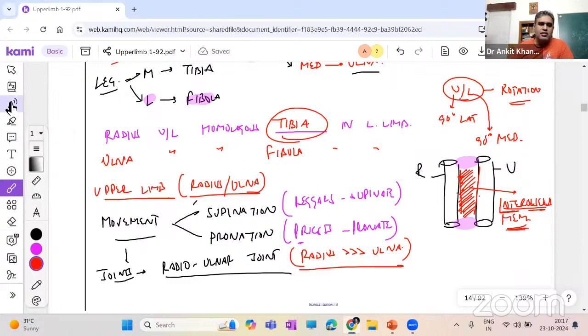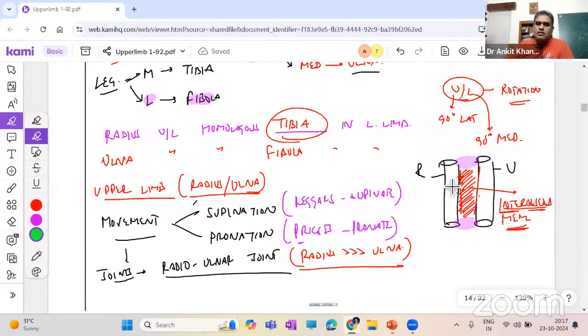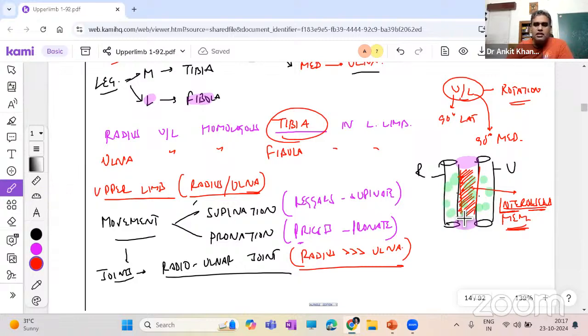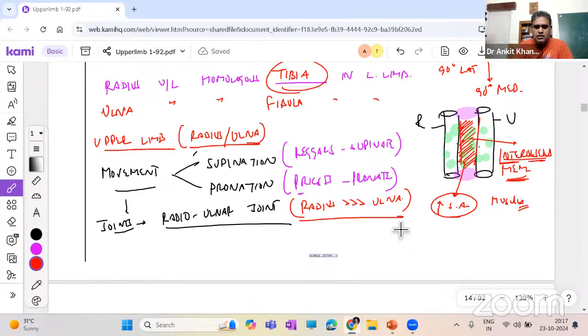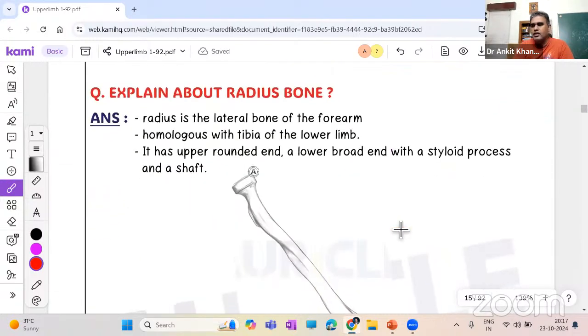And simultaneously, apart from this, slowly as you will see, there are a lot of muscles attached to both radius and ulna. Therefore, the interosseous membrane helps in giving increased surface area for attachment of the muscles also. So that is one added use of the interosseous membrane. I hope this point is clear. Now let us see the bones first of all. Let us see just one page of radius, what is the writing, and then we'll come to the bone.